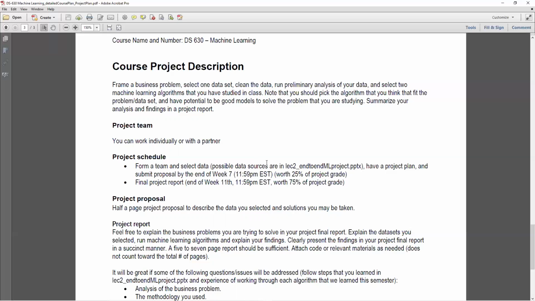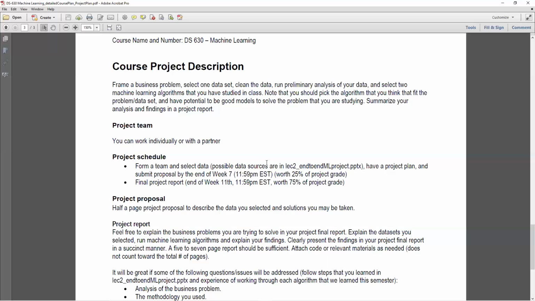I did this and that to clean the data, and I ran some analysis that looks like this, and then decided to use this algorithm. And then it turns out the results show it's pretty good, or no, it's not really good. What's the problem if it's not good? Do some explanation. I think that's the type of project report I'm looking for.